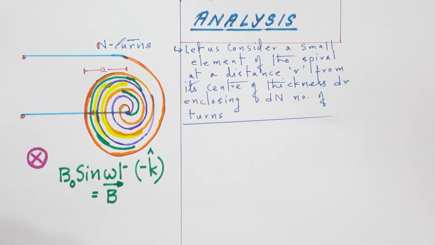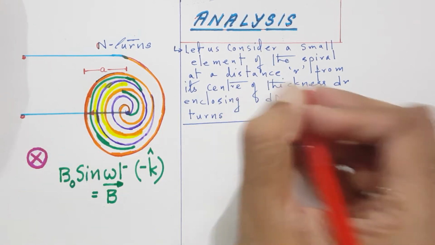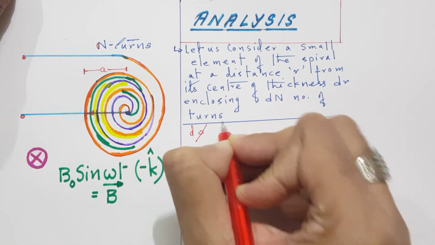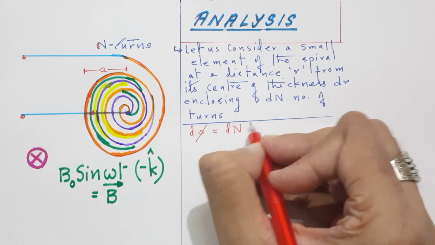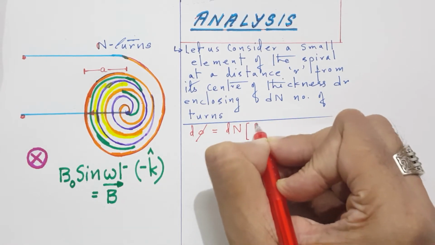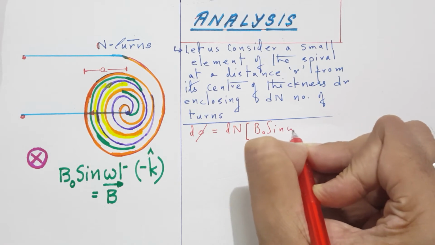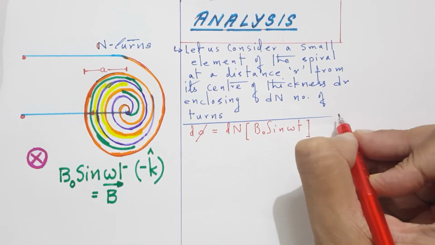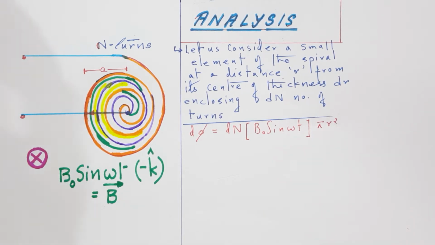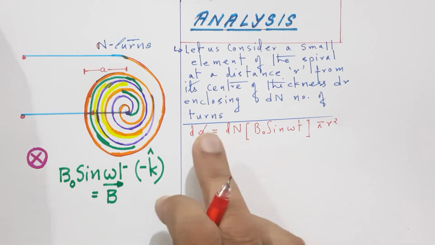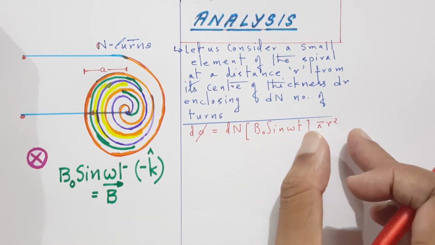So magnetic flux which is linked with these dn number of turns, we can write it like this, that d phi equals dn multiplied by B. What is B? B0 sin omega t, into area. Area is pi r squared. Okay, so magnetic flux linked or associated with these dn number of turns is dn into B into A.